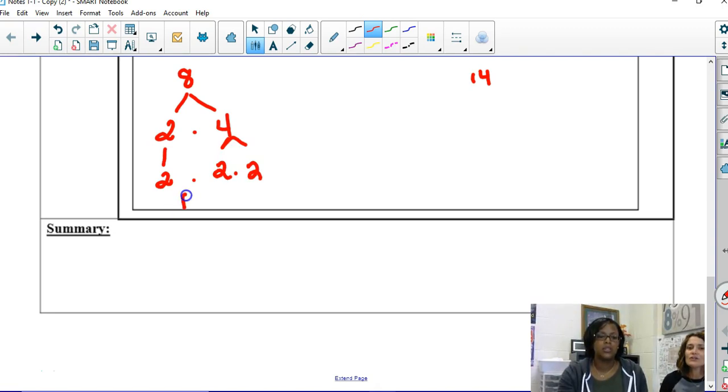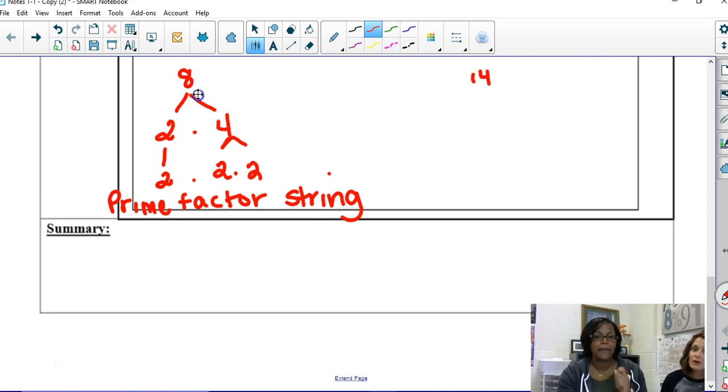This is called your prime factor string. I should write the word prime too, Ms. Grauberger, prime factor string. That means that's the string of prime numbers that you multiply to get 8. Now for 14, I'm going to do the same thing. 2 is the first prime number, times 7. Oh my gosh, that was easy. Can I break any of those down?